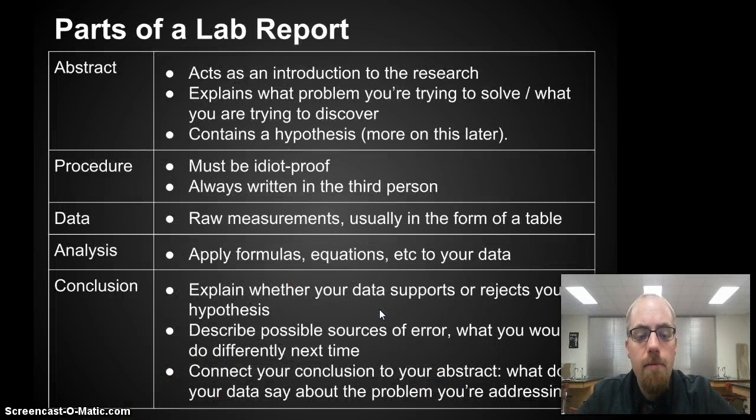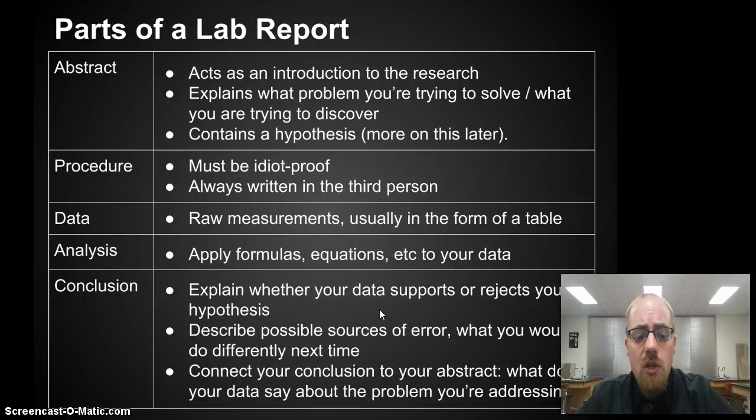So once again, looking at the 5 components all pieced together, you should have an abstract which acts as a summary of your experiment, okay, summarizing what you're doing, why, and giving a brief overview of the results. The procedure that you're doing to test the hypothesis that you outline in the abstract, and remember that procedure must always be idiot-proof and written in passive third person, past tense. Data, the third part, remember that's your raw measurements, and if you want to use a data visualization like a chart or a graph, make sure it makes sense.